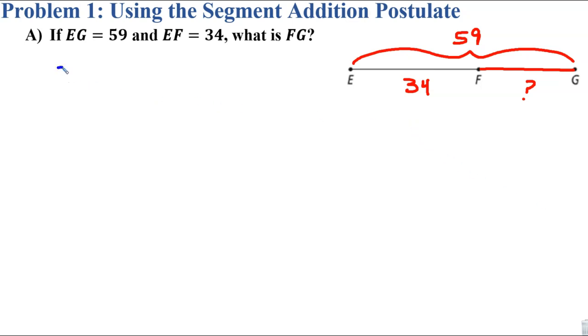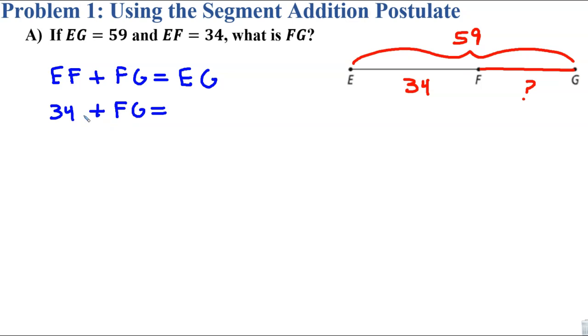Segment addition postulate said that EF, the first part of the segment, plus FG, the second part, is equal to the whole thing, EG. And if I fill in what I know, EF is 34. FG is the part I'm looking for, but 34 plus FG is going to be equal to EG, the whole thing, 59. So what I have here is a simple equation to solve, and essentially if I just subtract the part from the whole, that's going to give me the other part. So we could say FG is equal to 25.